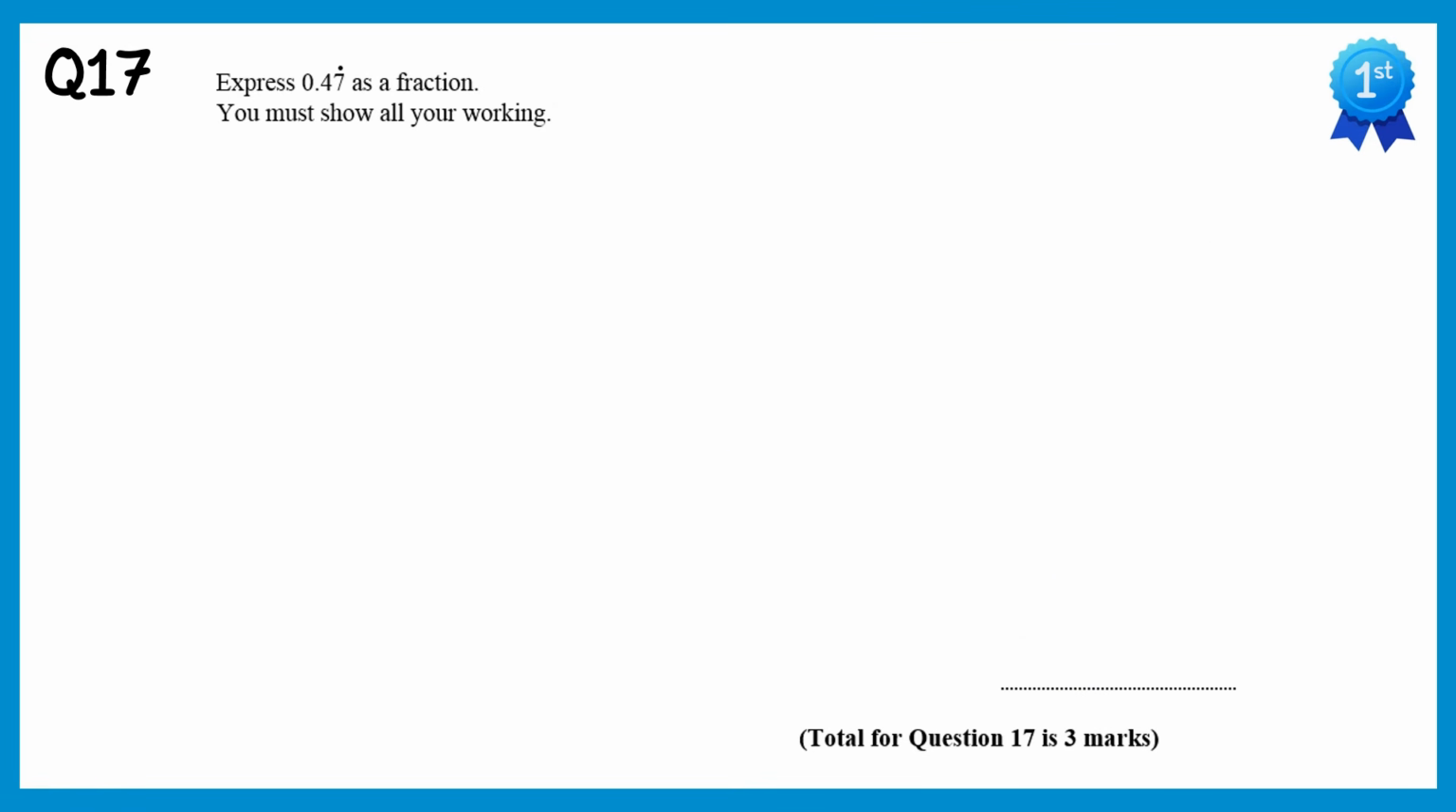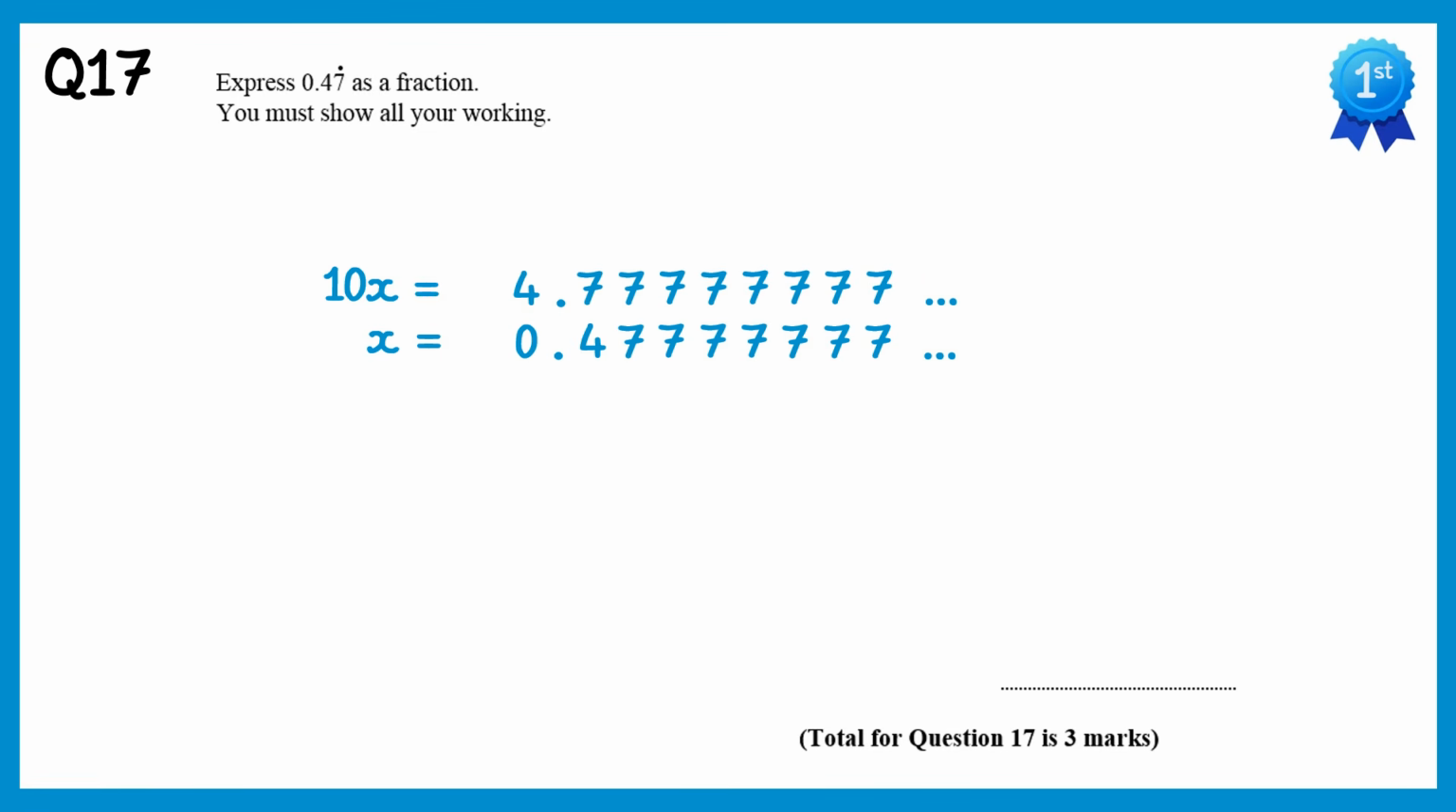For this question, start by writing x equals 0.47 recurring, but in its full decimal form. Then times by 10 to get 10x, which is 4.7 recurring. At this point, some people may choose to subtract, but I like to only subtract when all of the digits after the decimal point line up.